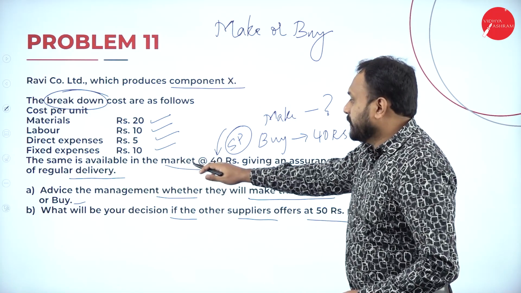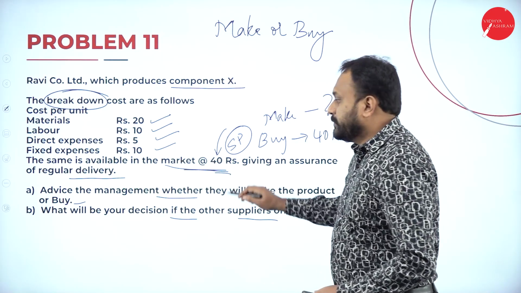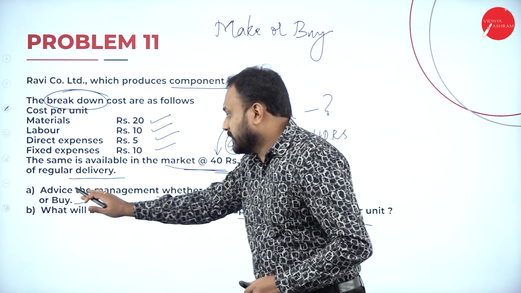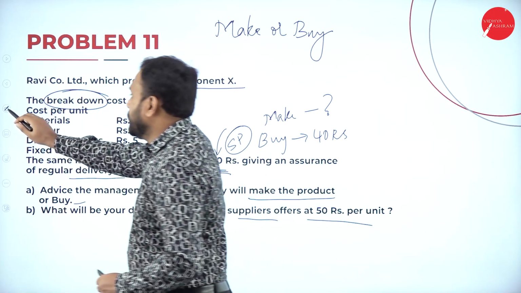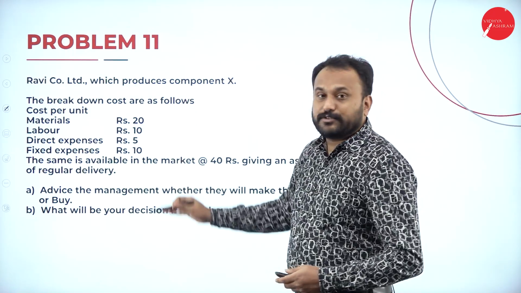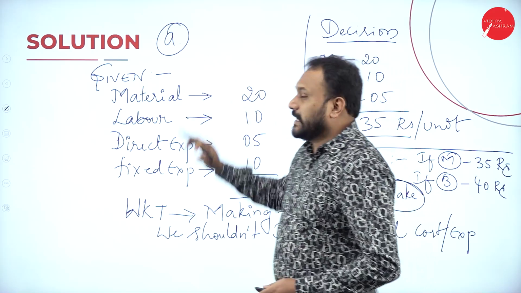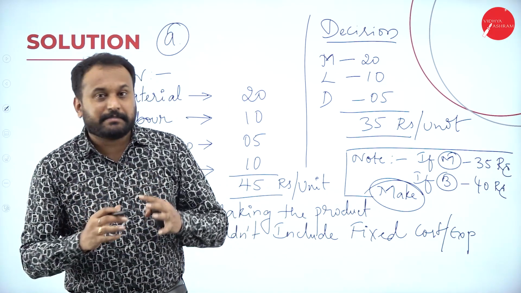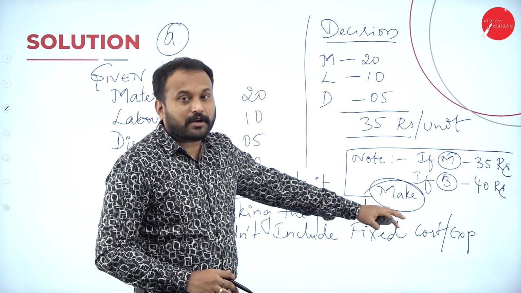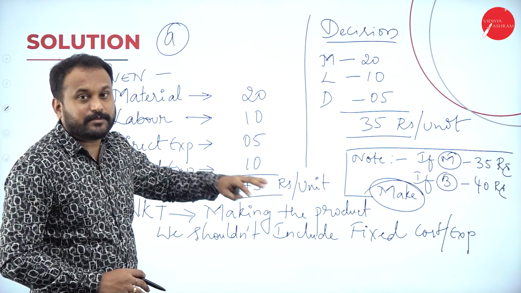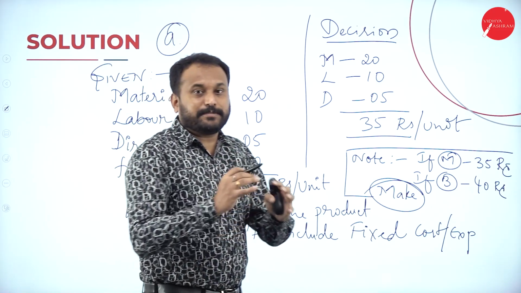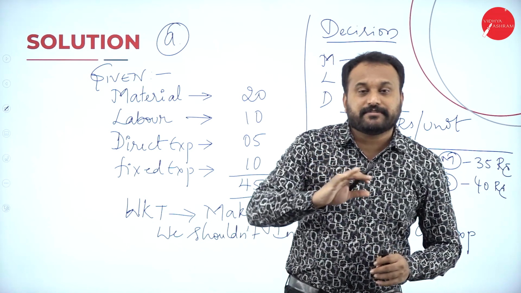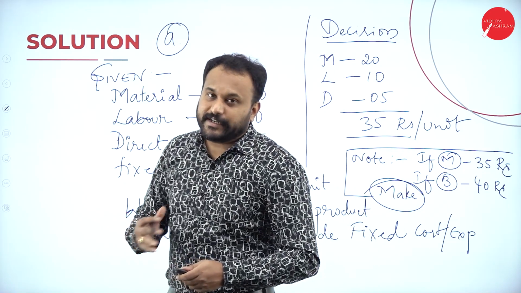The same is available in the market for how much? 40 rupees. Now you are supposed to advise the management. So I'll just erase this for you here. So we have solved part A. And what is my decision? My decision is to make the product, because you need to give a reason also: from each product I'll be saving 5 rupees if I manufacture component X.